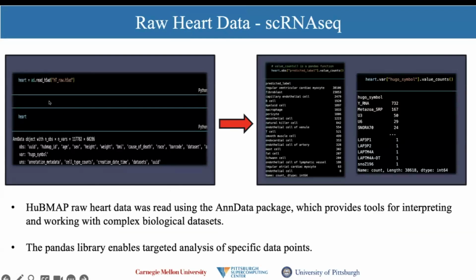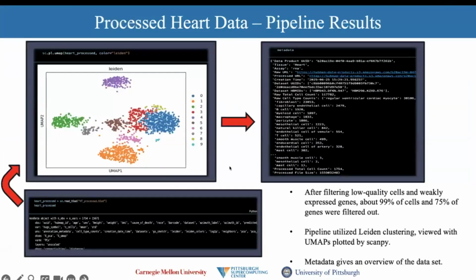So if we look at this picture here on the left, it shows that there's an AnnData object with n observations times n variables. This means there are cells times genes in this data set, and there's a large amount of them, as you can see. Additionally, on the right here, I showed how the pandas library can be utilized for targeted analysis of specific data points. So I used the dot value counts function to show how many cell types and gene types there are. And this is important because after filtering, we retain only high quality data.